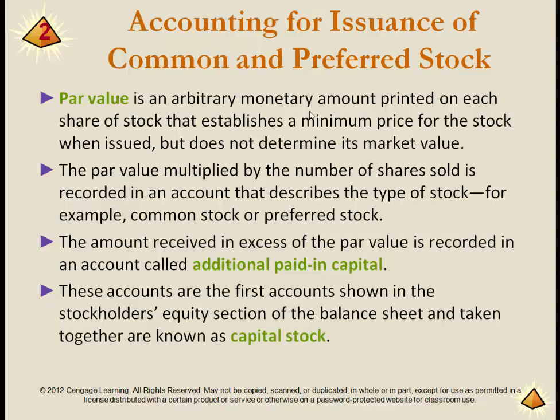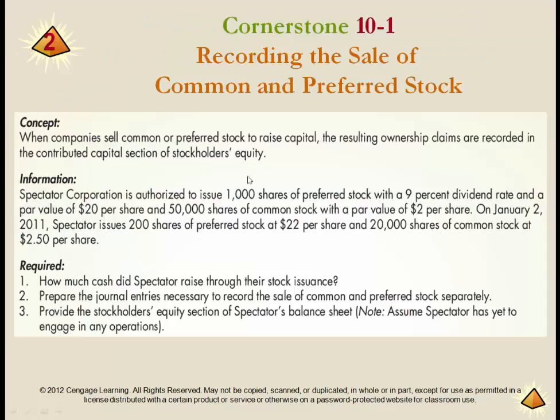The remaining 1.4 million is going to go in this account down here. It says additional paid-in capital, or paid-in capital in excess of par value, common stock if you sold common stock, or preferred stock if you sold preferred stock. And they're going to be in the equity section of the balance sheet.